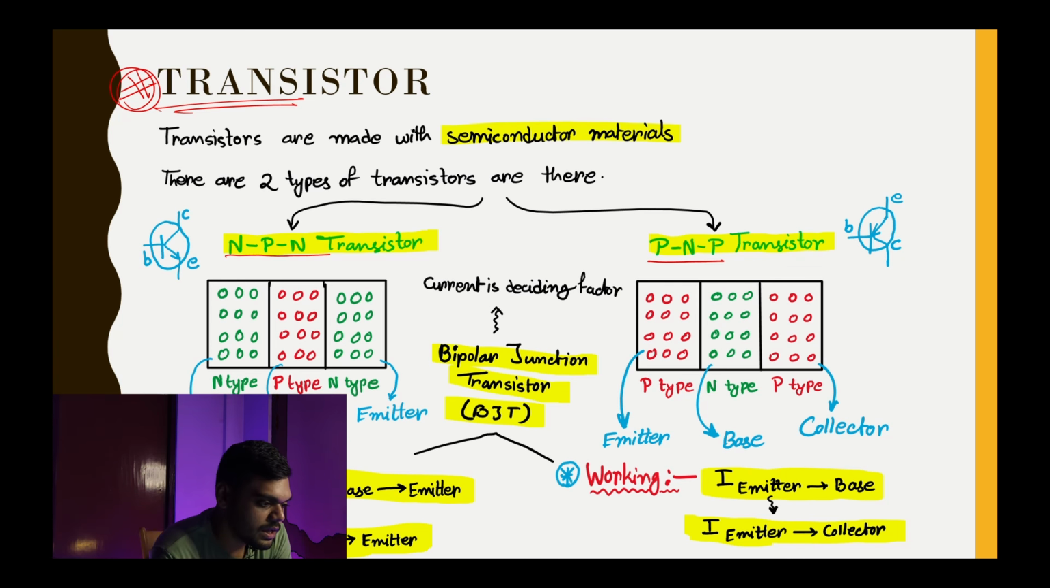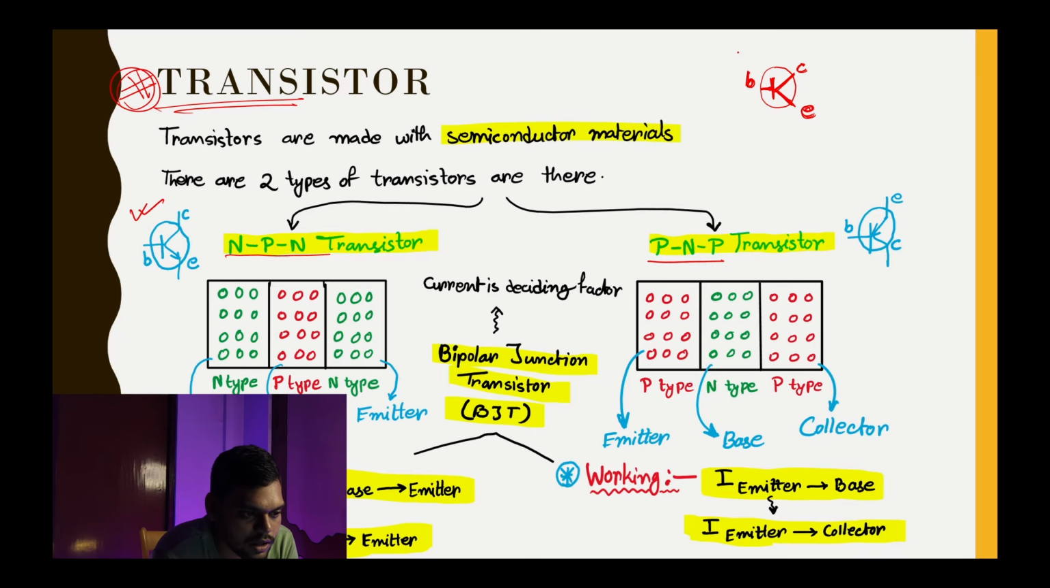Okay, let's see. This is the symbol of transistors. Like we have base. Okay, don't bother. Base, emitter, and collector will be discussed soon. So let's say it's a base, and it's a collector connected to the base, and we have emitter connected to the base as well. This is the basic setup.